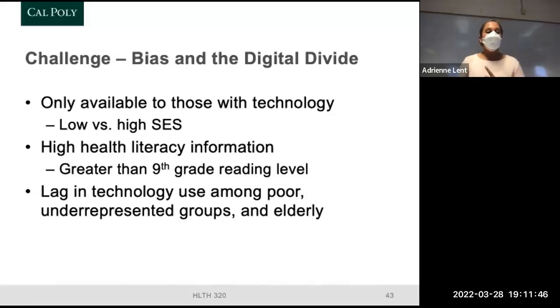And there is kind of overall a lag in technology use among poor, underserved groups. And in general, the elderly, although the elderly do use a lot of technologies, but there are some individuals in some of those populations that don't necessarily have the same access.